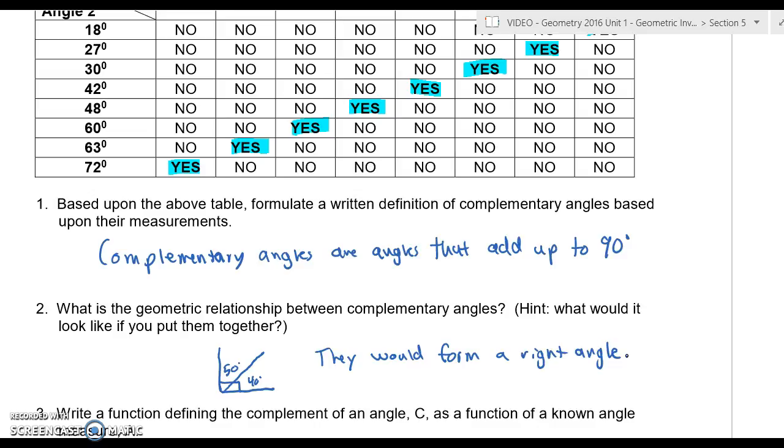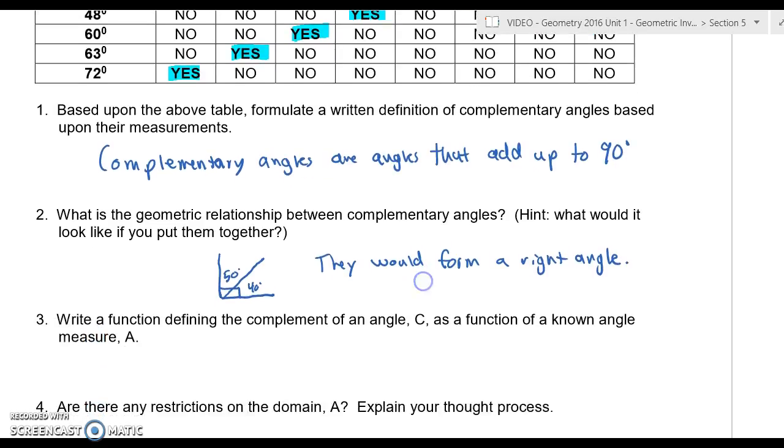The algebraic relationship is that they add up to 90 degrees. In question 3, we're trying to tie this back to what we did in Algebra 1 with our functions. We want to write the complement as a function of an angle, because it is. It's always going to have that same relationship. So we're going to say the complement of angle A. So again, this is our output, this is our input. Complement of angle A would be 90 degrees minus angle A. That's our function definition of the complement.